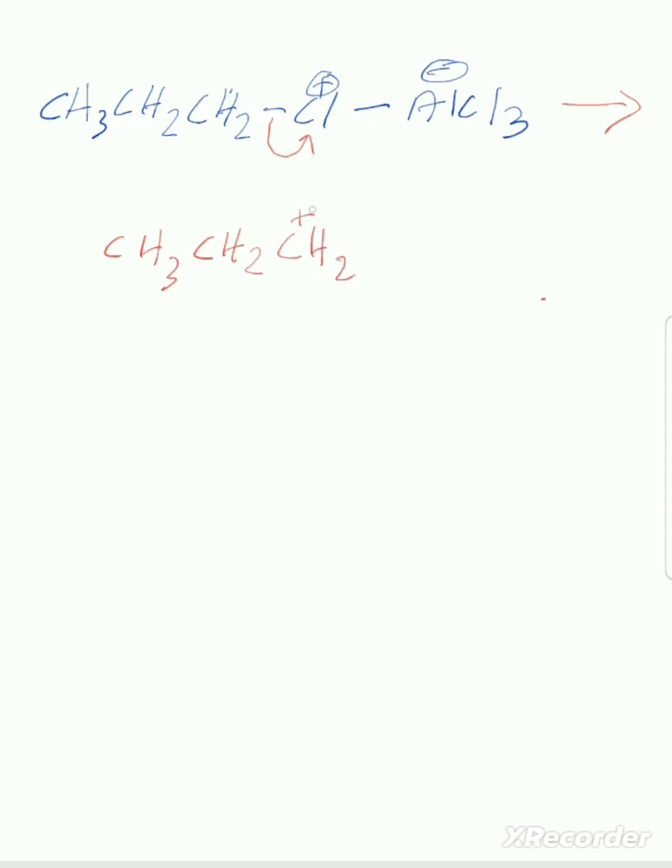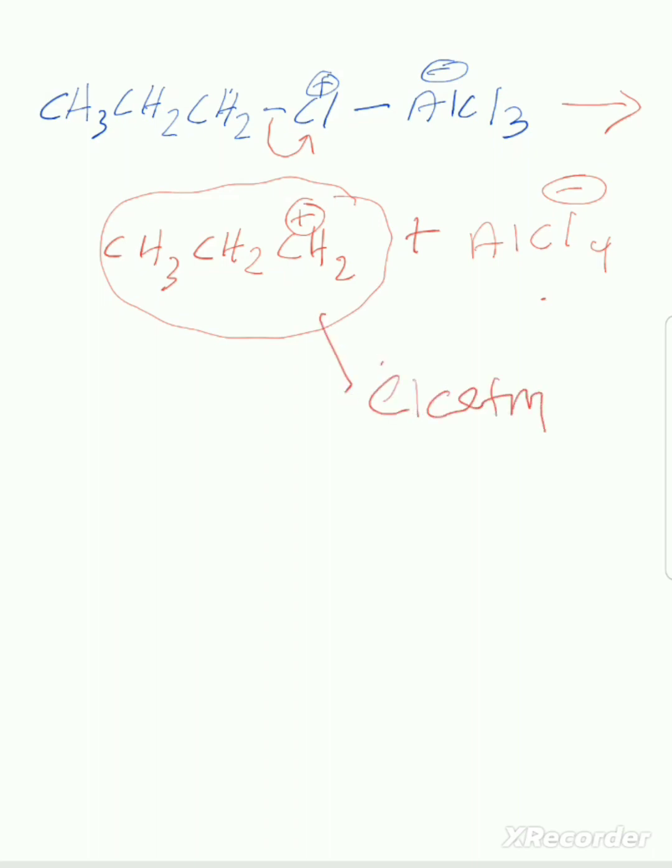So here it will have a positive charge, then plus here, which is chlorine, or I can just say aluminium with how many chlorine? 4. So here it will be negative like that. So that is the product that I have. Now this one, which is here, is what is known as an electrophile. That is my electrophile there.